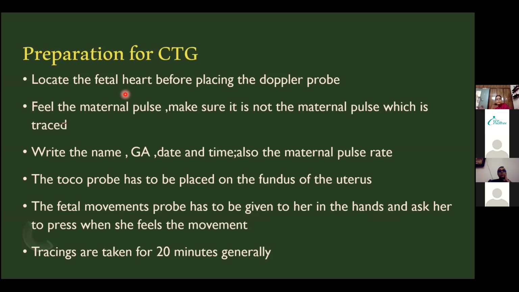So before placing the probe, locate where the heartbeat is. Is it on the right lateral side, left lateral side, or in the midline? So you locate the heartbeat. Where it is best heard, you place a Doppler probe. Then you feel the maternal pulse and make sure you are not recording the maternal pulse. Okay.